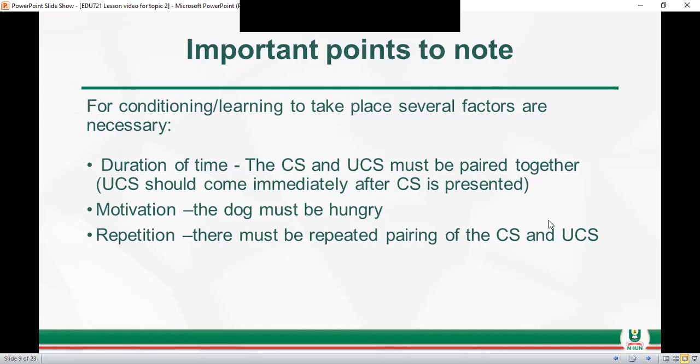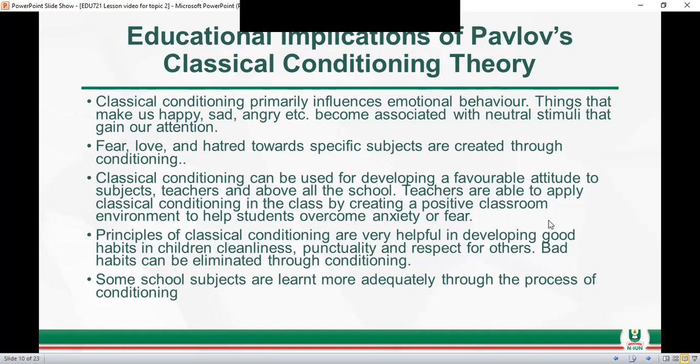So again, when we meet in class on Friday, we will see how some of these factors can also be replicated in the classroom situation, because we are going to cover another important theory, Skinner's. Let's continue. What are the educational implications of Pavlov's classical conditioning theory?